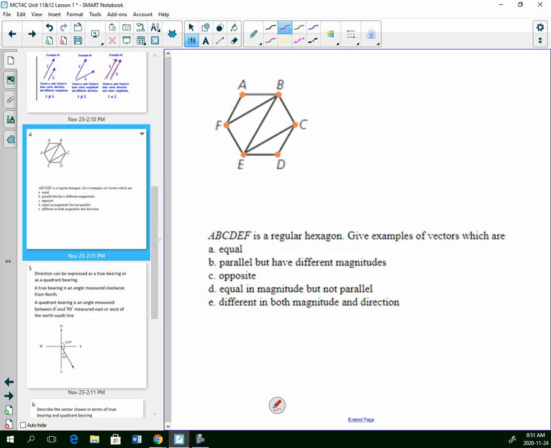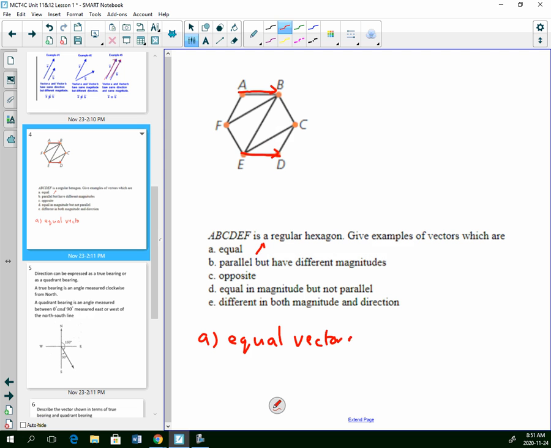Here I have a regular hexagon, so that means all sides are the same length. A regular object has equal sides. It says, give examples of vectors which are equal. I could pick lots in here. There's lots of vectors that are equal. I could say AB is equal to ED. I'm going to write it down here. So equal vectors.